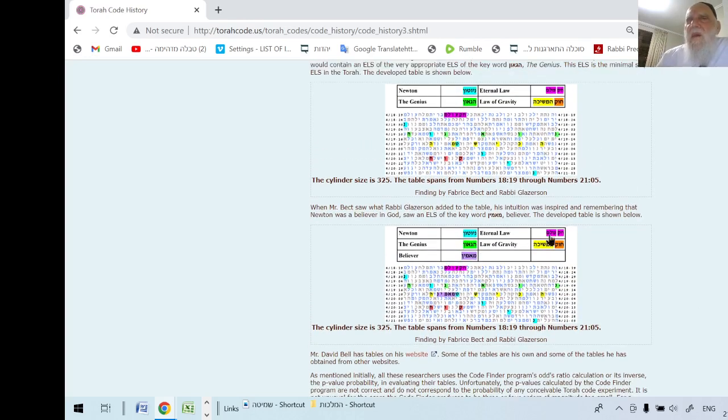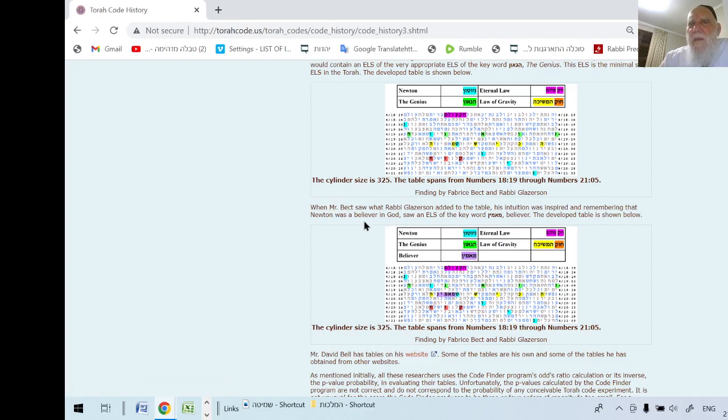And this is what you find here. Newton, Agaon, the genius, eternal law of this. And this comes, as we saw before, in this kind of table. Then you have the same thing here with additional thing.